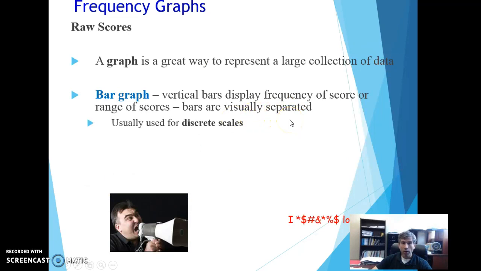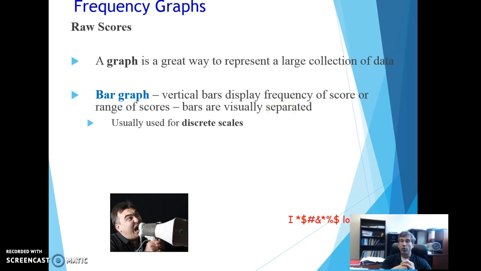So we've all seen bar graphs before. A bar graph involves just creating different bars over each score or range of scores, and the height of that bar tells you how frequent or infrequent the score is. So here's the difference between a bar graph and a histogram. A bar graph will visually have a little bit of space between the bars. We put a little visual gap there.